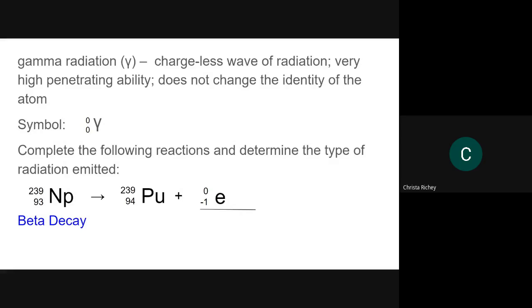So in this case, I have neptunium, 93. Yes, neptunium, named for Neptune. And so you don't change.